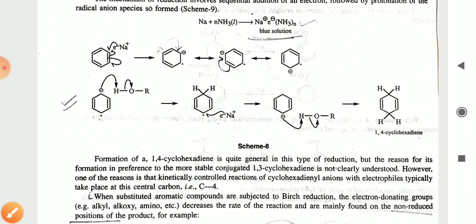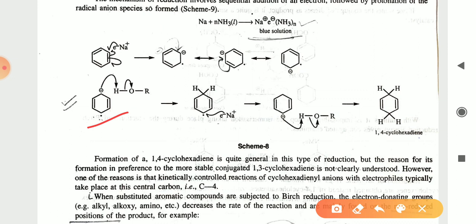Now what happens in the next step? The double bonds are delocalized, and the position of the negative ion and the free radical is shifted here. In the presence of HOR, the hydrogen will attach at this negative position. Now at the free radical, again a sodium ion and electron will attack, and in the presence of HOR it will add hydrogen, and we will get the product 1,4-cyclohexadiene.